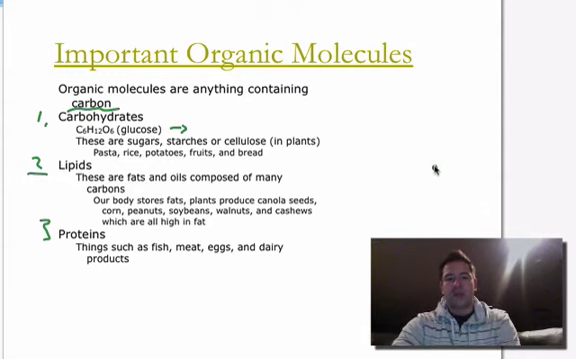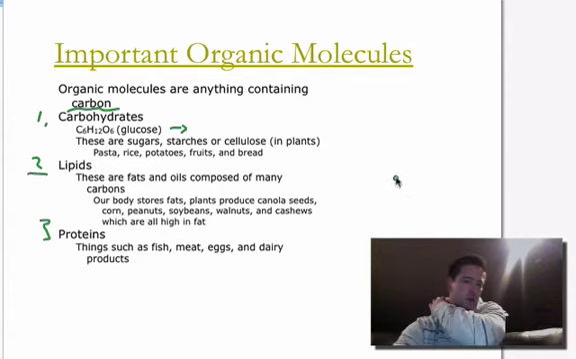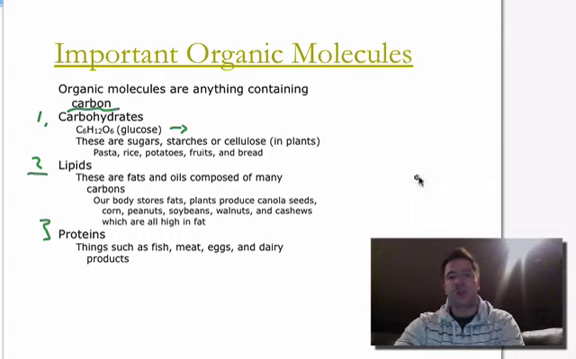So plants are the producers, and then we end up consuming them. And along the way, we can consume these plants ourselves, or we can consume other animals that consume these plants. That's one way we can ingest, and take into our body, these organic molecules. And the third we'll talk about is protein. So this is things such as fish, meat, eggs, and dairy products.